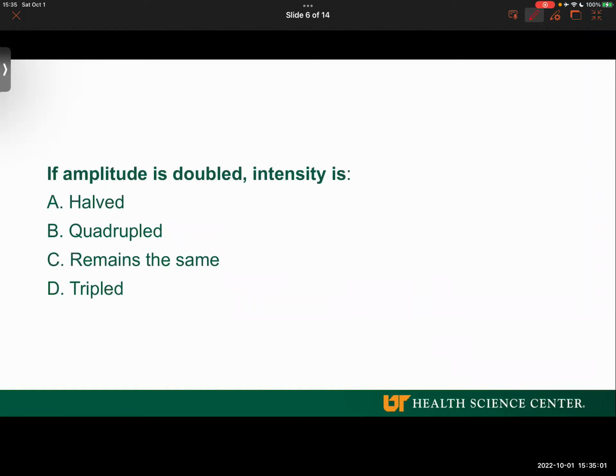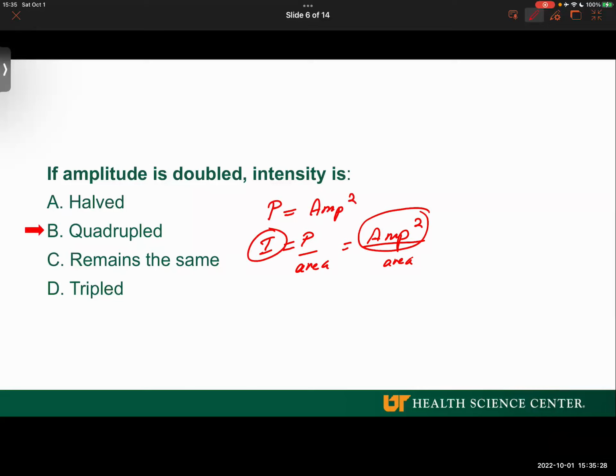So the answer will be wavelength and speed. Now, if amplitude is doubled, then intensity is, so before we think about the question, we write the equation. Power equals amplitude squared, intensity equals power divided by area, which equals amplitude squared divided by area. Area here is fixed. So if you increase the amplitude twice, then the intensity will go up 4 times. So the answer is, it will quadruple.